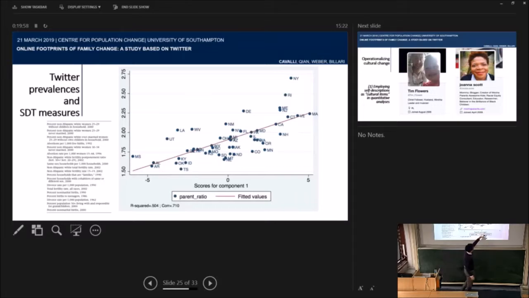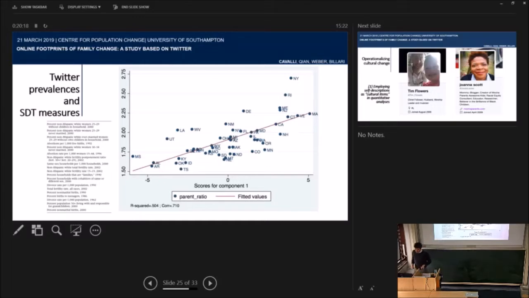We see New York, Massachusetts, New Jersey, Rhode Island, and here we have Arkansas, Alabama. So states, sorry, which we know are lagging from real data, let's say, ground truth data in the second demographic transition indicator.